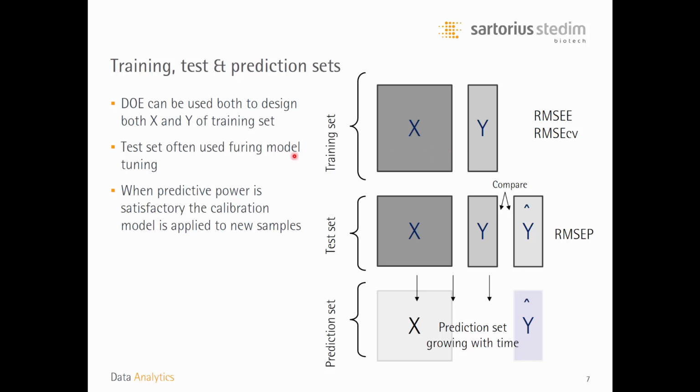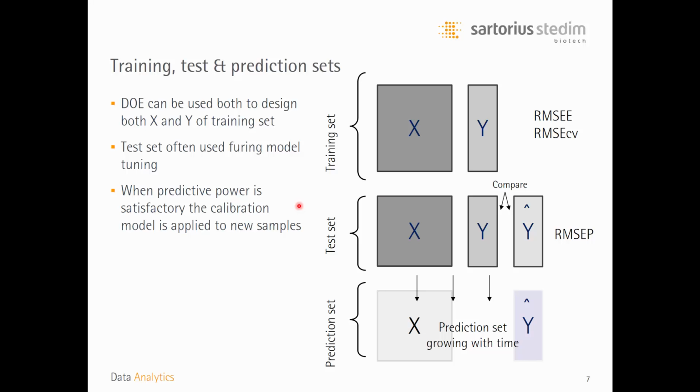As you can see on this slide, there are often 3 different data sets used when developing and validating a multivariate calibration model. First of all, we have, of course, the training set, which is also known as the calibration set. And for this set of samples, both the X and the Y are known. And that means you can also estimate model qualities using the familiar statistics, root mean square error of estimation and root mean square error of cross-validation.